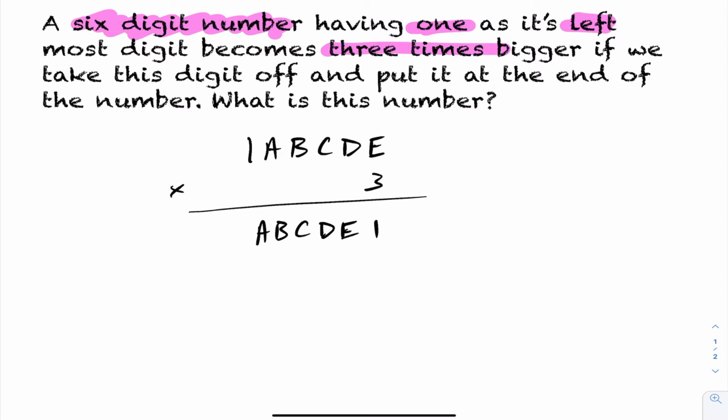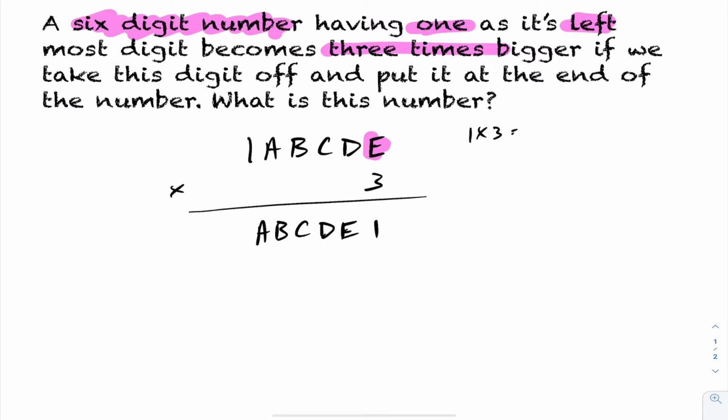So let's figure out how can I find the value of A, B, C, D and E here. Well, if you think about it, if I take the digit E and multiply it by 3, it has to end in a 1. So what are the numbers? Obviously, the digit E can only be between 1 and 9. So of those numbers, which ones end in a 1 when multiplied by 3?